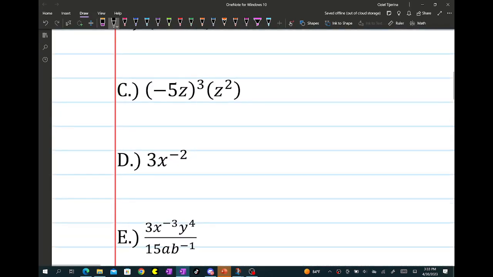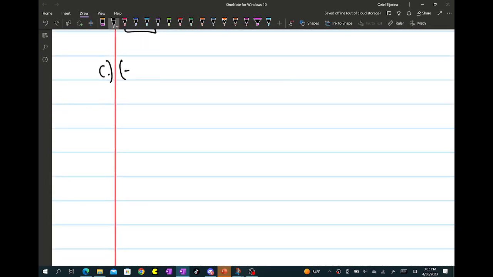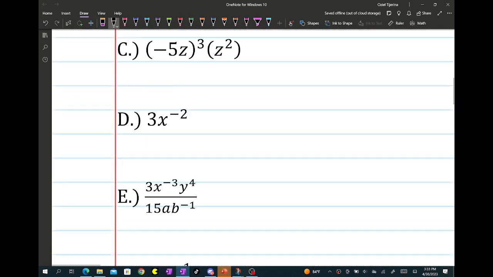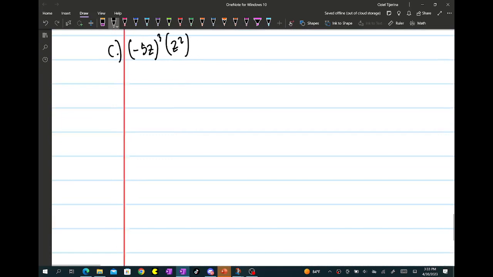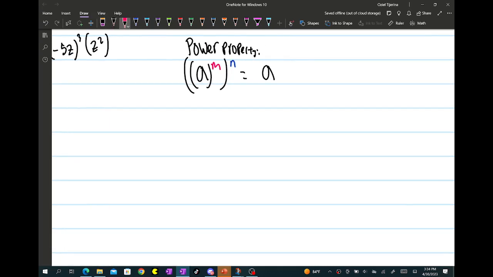Part C tells us negative 5z quantity cubed times z squared. So we have negative 5z quantity cubed times z squared. Okay, so here we have to use the power property. Power property says the following, and I'm going to explain it really quickly. This means that if we have a raised to some power m raised to some power n, then we multiply the powers. So basically this is a to the m times n.